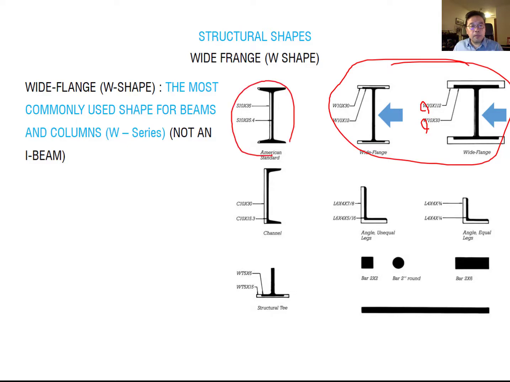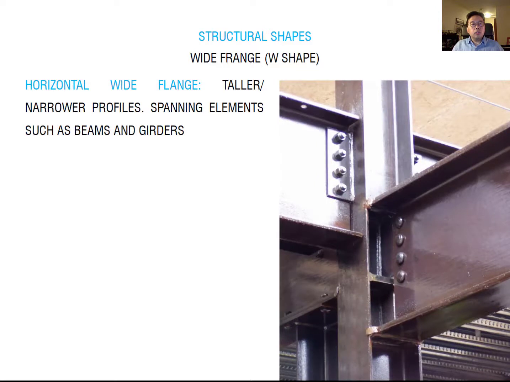This is an I-beam, but it is different from the W shape. The wide flange is mostly used for the major structure, and the I-beam is less efficient compared to the wide flange because it's much narrower. The wide flange is used for the horizontal structural member and the vertical structural member. The horizontal member is used for the beam. It is a taller and narrower profile, spanning elements such as the beam and girder.